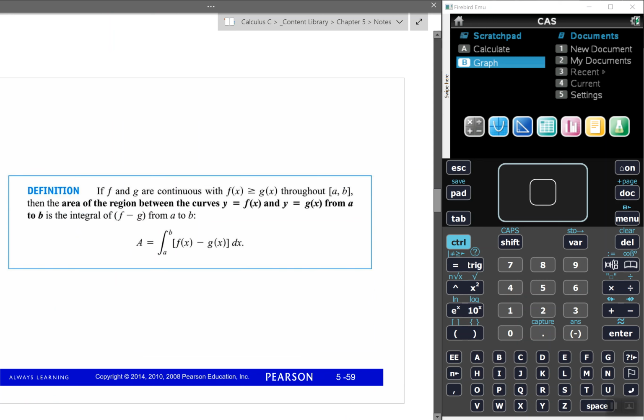So if f and g are both continuous curves, that's been a staple throughout all of this, with f greater than or equal to g throughout, so f is the top function, g is the bottom function, the area of the region between the two curves, f and g, is the integral of f minus g. So the positive area minus any negative area, or the top function minus the bottom function. That's going to give us that blue shaded region, that area between two curves.